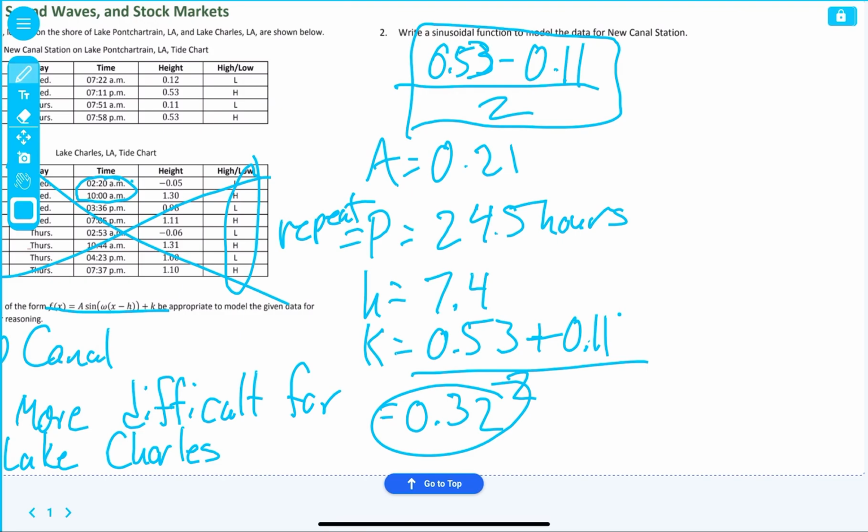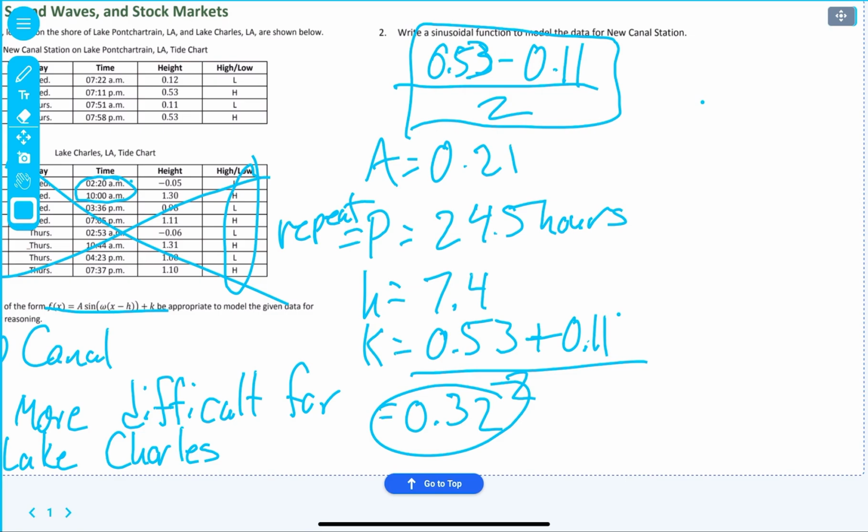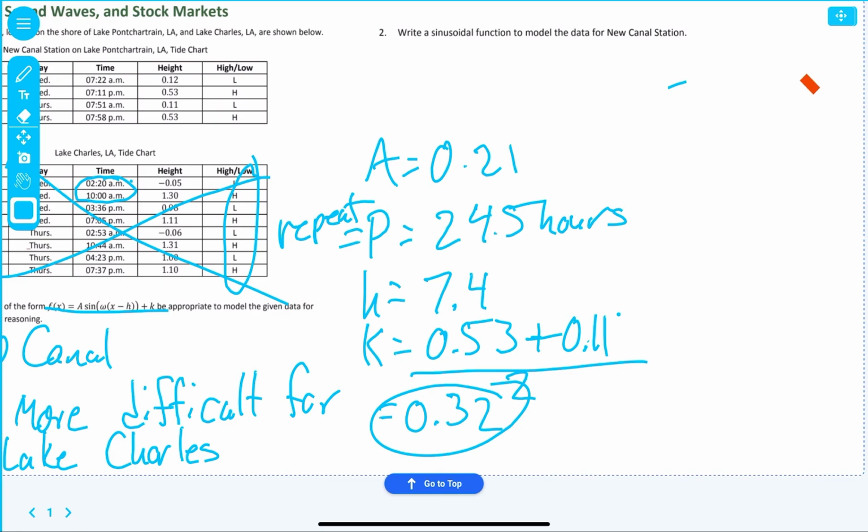Now, can we slide over here enough? Yeah. Slide over just a little bit, and we'll write this in our formula. Okay? So we have f of x. F of x is equal to what? A, and that is what? 0.21. I don't have enough room here. Let me erase this. And we'll write it right here under it. F of x is equal to 0.21. We're using the sine function, right? Sine.